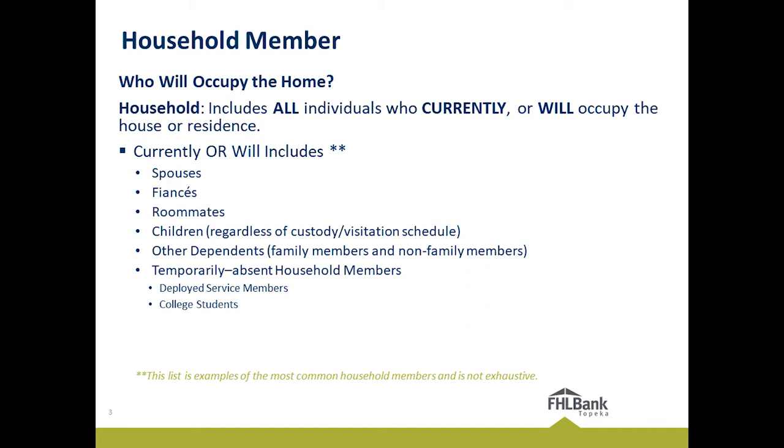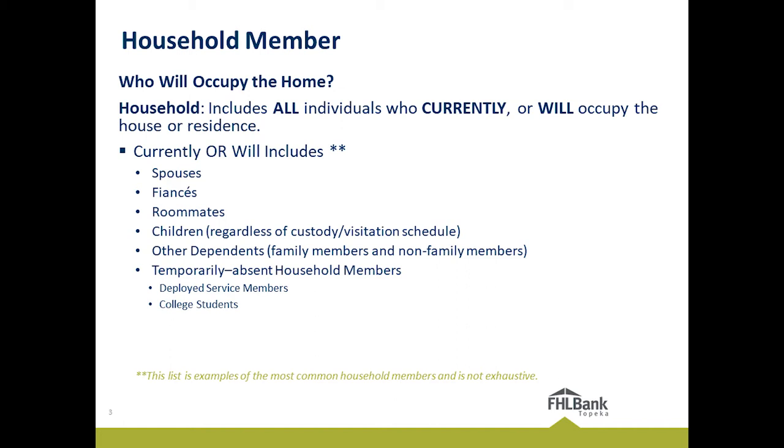Fiancés. Even if they are not currently living together, if they intend to live in the home together, then the fiancé is a household member and should be included in the reservation. Roommates includes all persons living in the home, even if it's part-time. For example, if someone stays there during the week because it's closer to their job, they're a household member. Children should always be included, even if they are there only part-time. For example, if the parent has a child that lives far away and only stays with them during the summer, this child is a household member regardless of when the reservation is submitted. He or she will be living there.